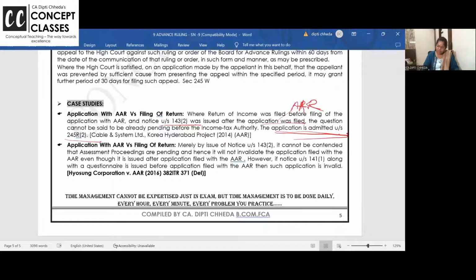Now, next one. Merely by issue of a 143 notice, it cannot be contended that assessment proceedings are pending, and hence it will not invalidate the application filed even though the notice is issued after the application filed with AAR. However, if a notice under 142(1) along with a questionnaire is issued before the application is filed with AAR, just to avoid answering 142(1), you cannot divert and go to AAR, not allowed. But with 143(2), it is allowed. So the case laws are also given. I hope now it is clear.